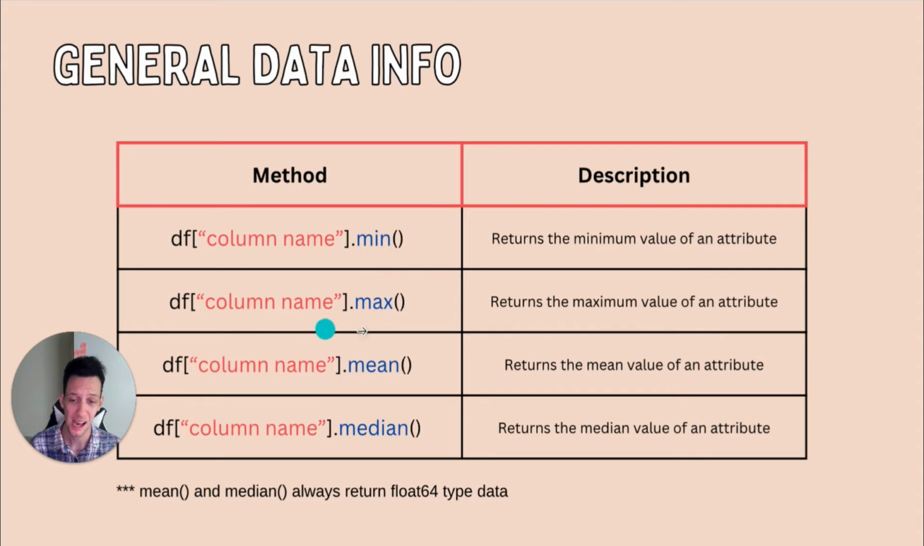Vice versa, I could get the maximum, I could get the average, or I could get the median, right? That's like the in-between point of all of our data. Now, remember that we're working with different types of data, so mean and median are always going to return a float number, all right?